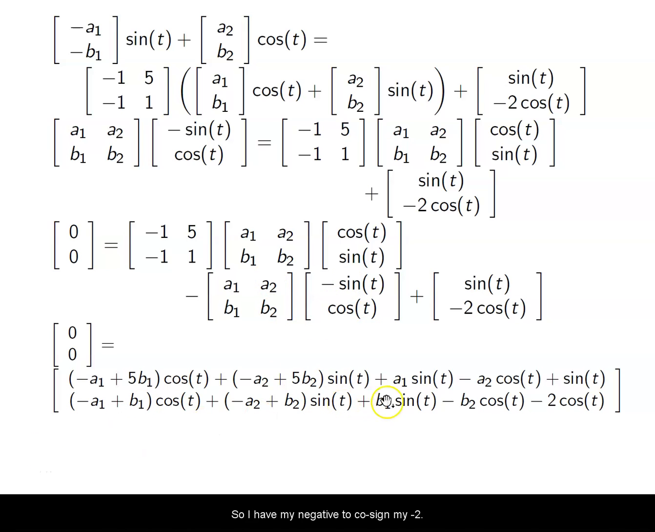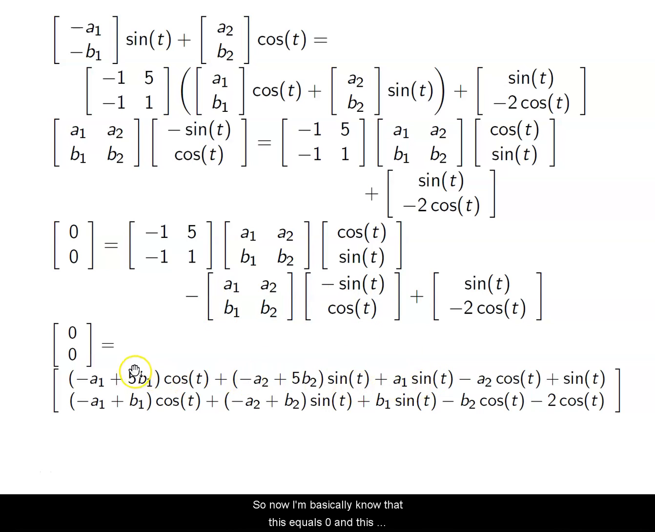So I have my negative 2 cosine, my negative 2 b cosine, and my plus b1 sine. Apologies, I'm multiplying this times that, right? So b1 times the negative sine, so negative b1 times negative sine is positive sine, negative b2 times the cosine, negative b2 cosine, minus t cosine here, right? So that was how we multiplied the matrix times the vector.